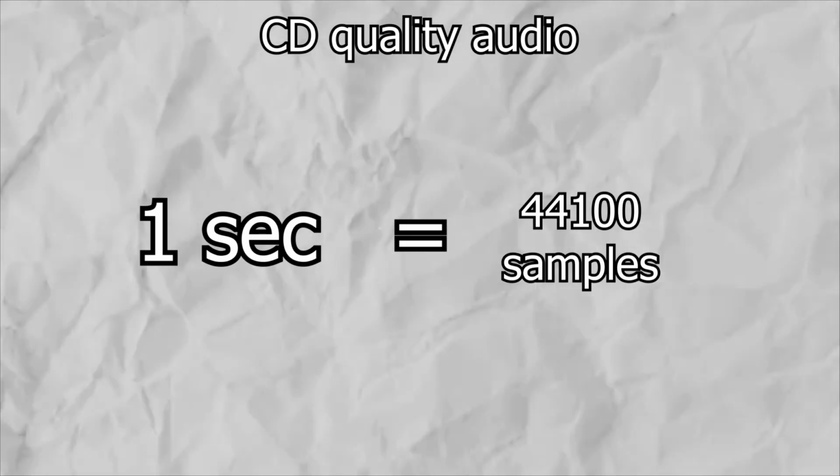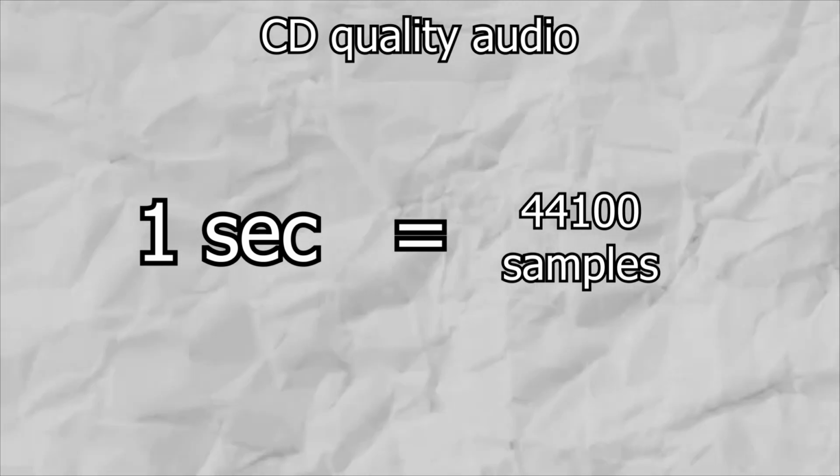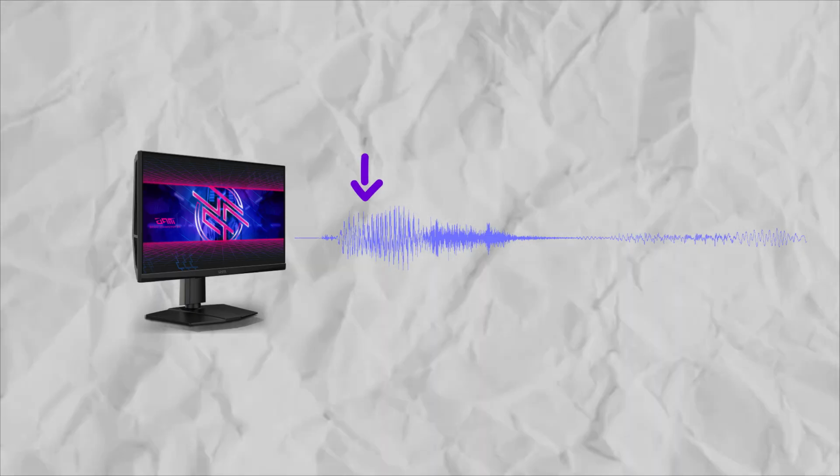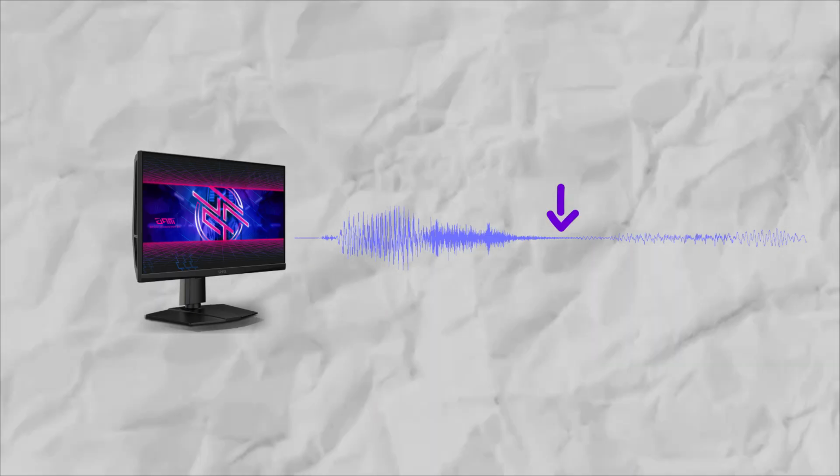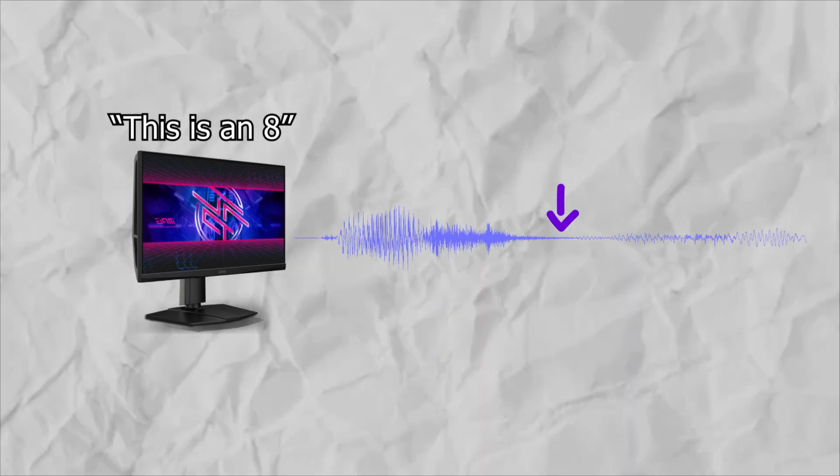If you're old and dying, you may remember CDs. For CD quality audio, a single second of sound is cut into 44,100 samples. Now the computer can know how loud each sample is based on how tall that part of the graph is. So now it can assign a number based on that loudness.